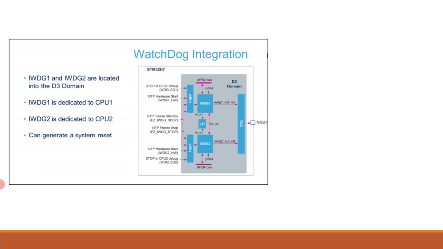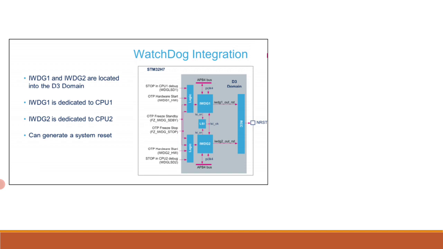The control of the behavior in stop or standby mode is common for both independent watchdogs. When OTP freeze stop is activated, the independent watchdogs are frozen when the system is in stop or standby mode. When the OTP freeze standby is activated, the independent watchdogs are frozen when the system is in standby mode.